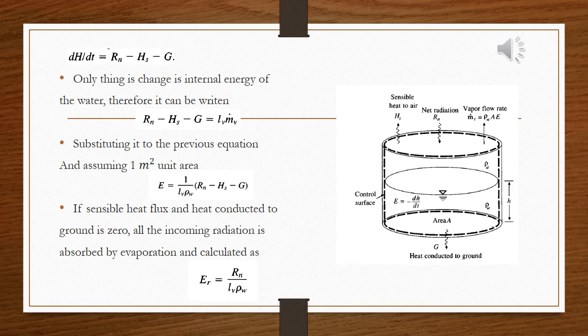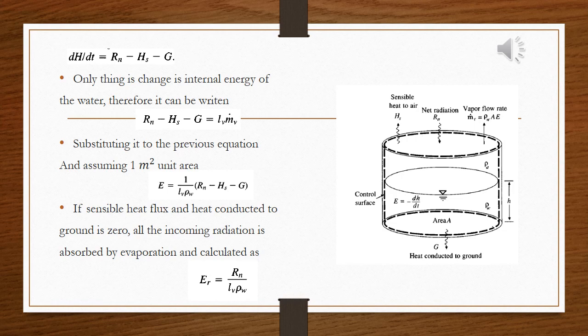Therefore, it can be written as Rn, which is net radiation, minus Hs, which is sensible heat to air, minus G, which is the heat conducted to ground, is equal to Lv m dot v. Lv here is the latent heat, which, as I said previously, is the energy we need to give when changing water from liquid to gas state, in order to change the phases.